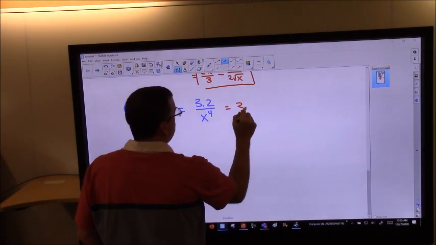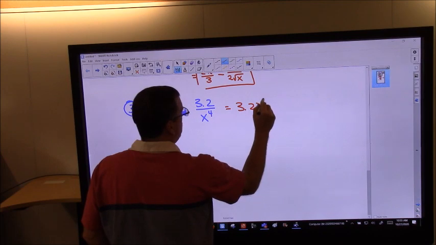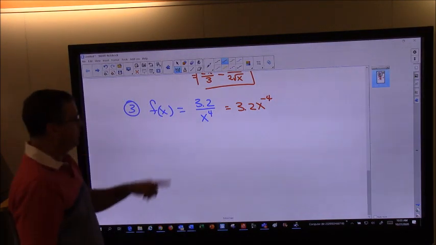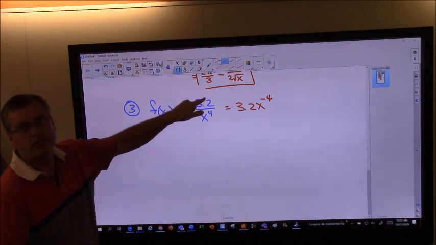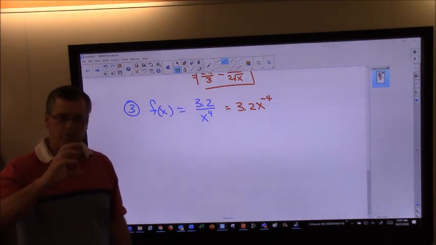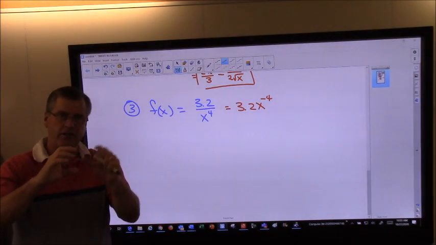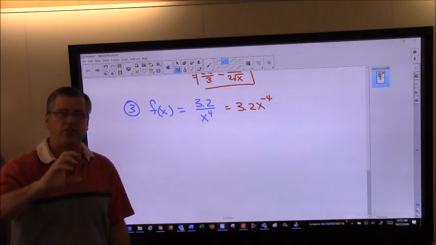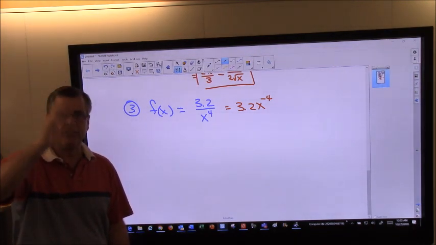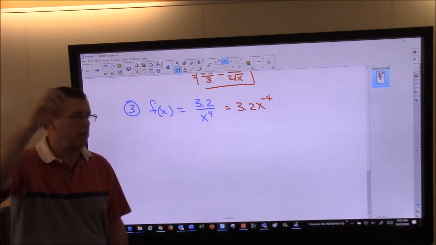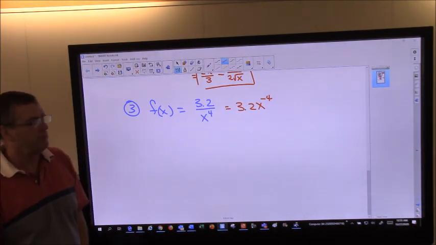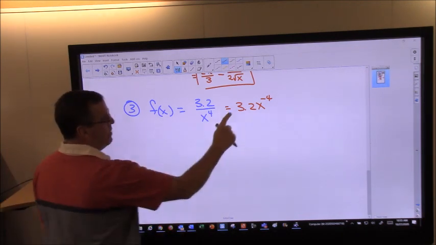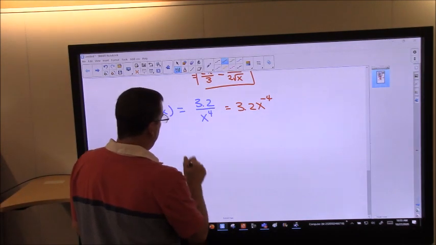Alright, so this equals 3.2 times x to the negative 4th. If I bring this back up, it just changes the exponent to the opposite. Right? Anytime you take an expression with a variable and an exponent, and you move it to the other side of the fraction bar, I don't care if it's from numerator to denominator or denominator to numerator, it just changes the exponent to the opposite. Okay? So now I have a number times a variable raised to an exponent.